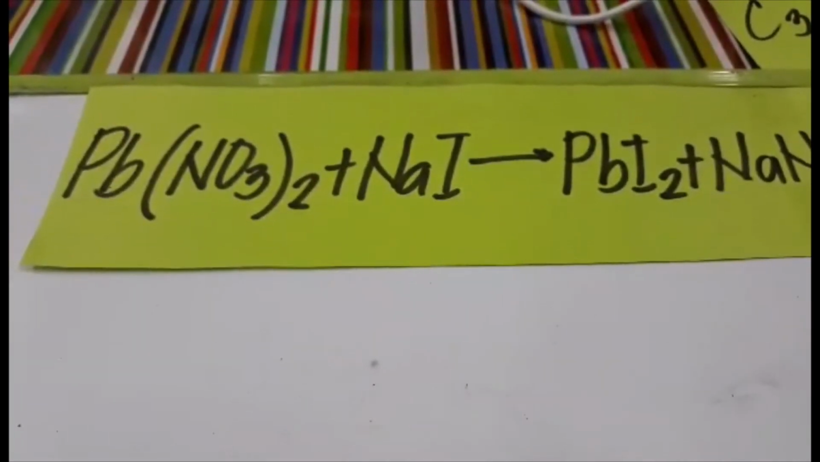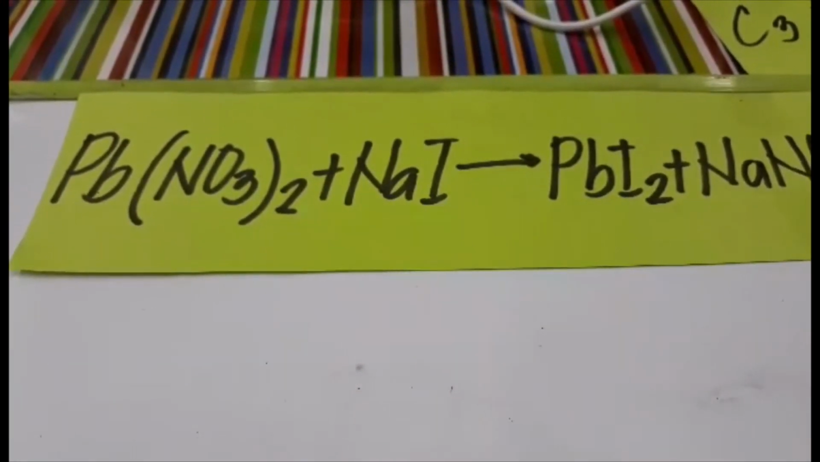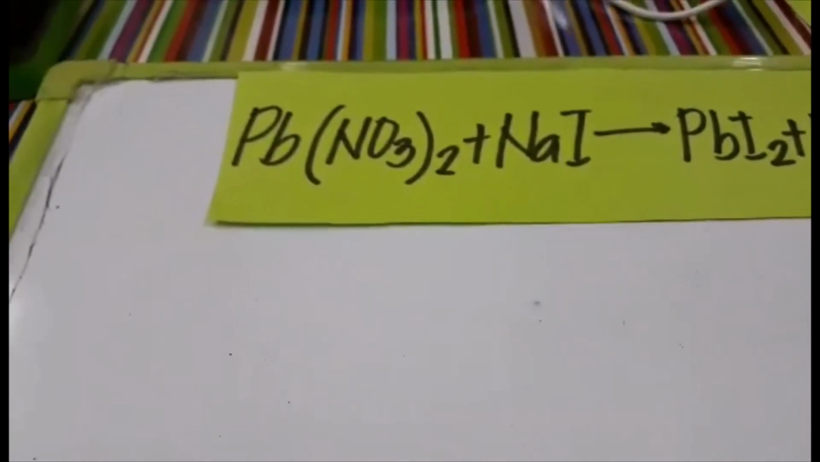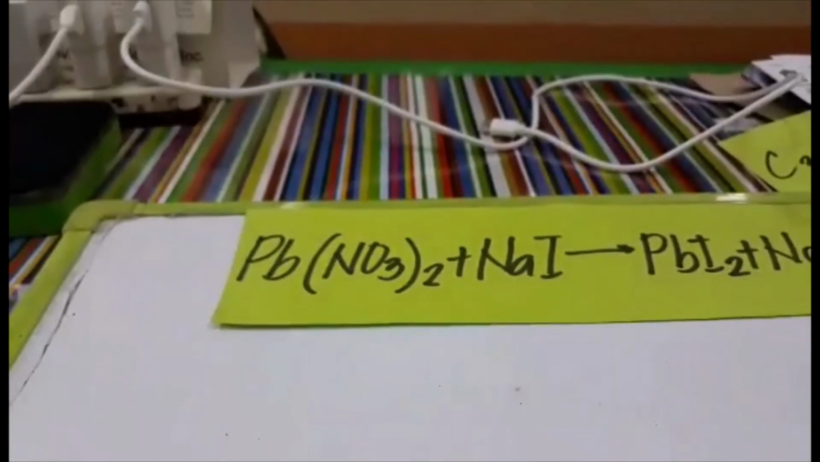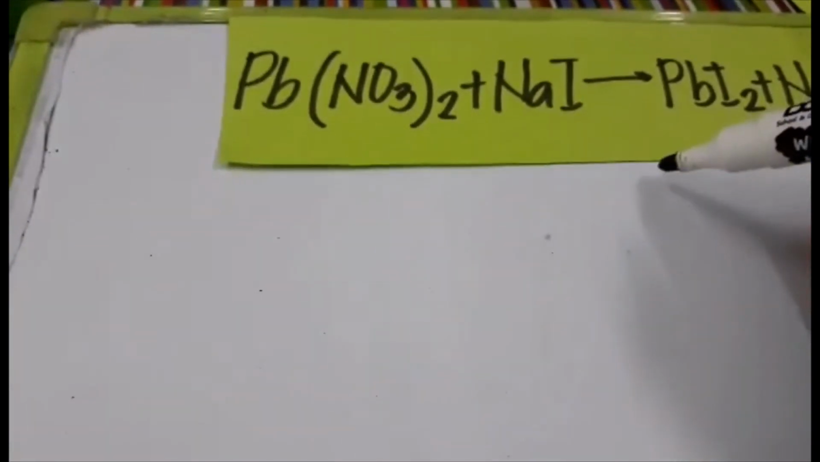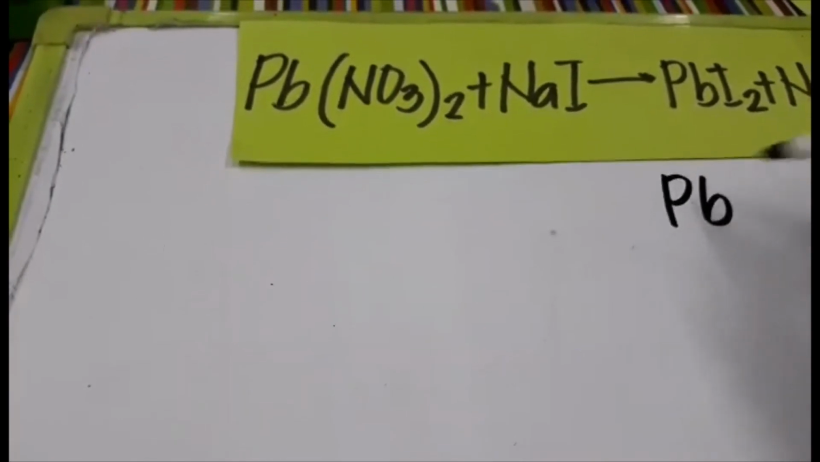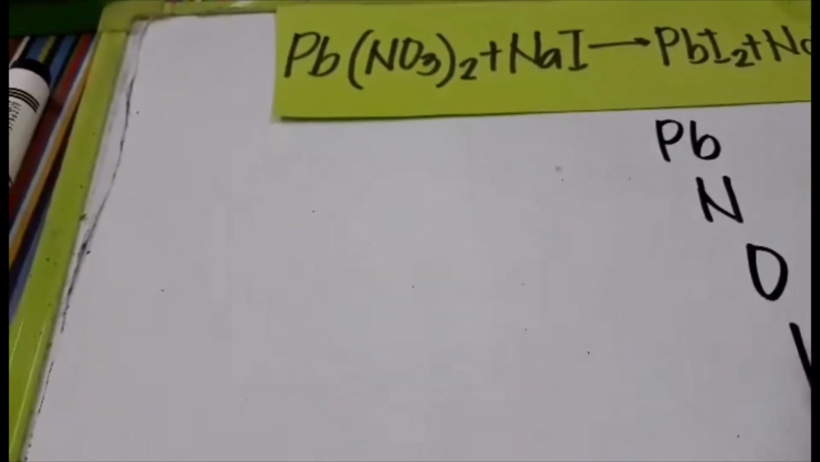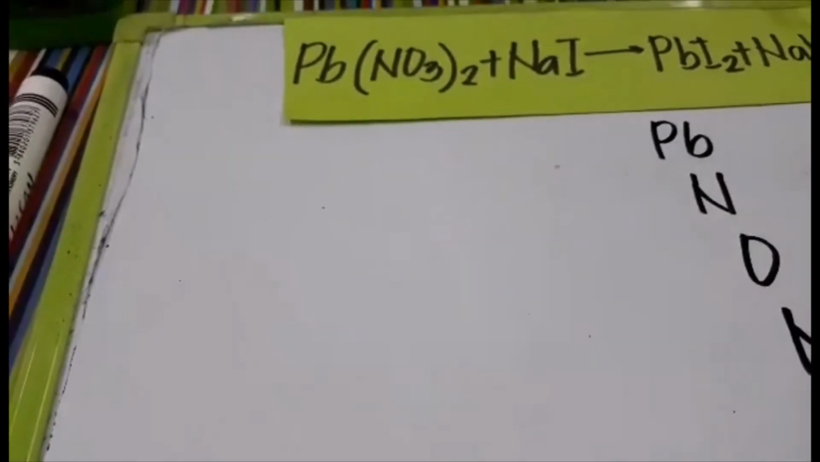So here is the last equation that we are going to balance. So we have lead nitrate plus sodium iodide gives you the lead iodide plus sodium nitrate. So this is the last equation that we're going to balance. So first thing to do, we have to identify the elements in the equation. So we have lead, we have nitrogen, we have oxygen, sodium, and we have iodine.